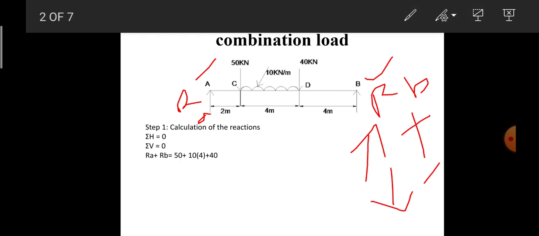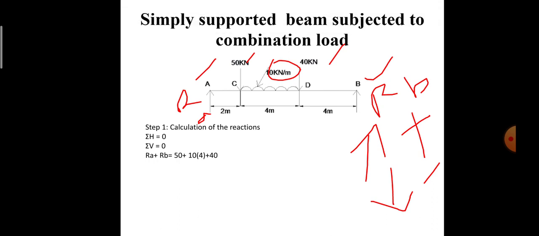Here the 10 is for the UDL. In order to convert this UDL to a point load, we are supposed to multiply by the distance over which the UDL is acting. So therefore it is 10 into 4. So 50 plus 10 into 4 plus 40. Therefore RA plus RB is equal to 130 kilonewton.